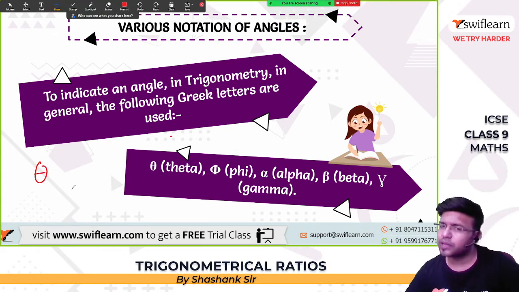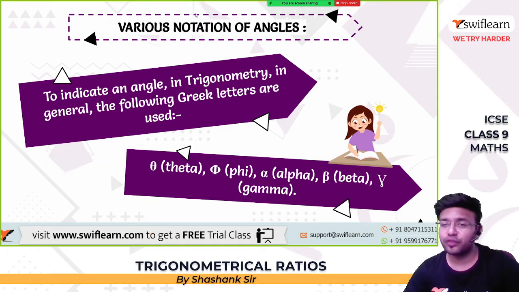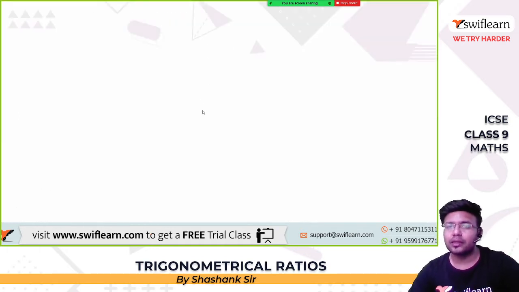This is theta. This is known as phi, not to be confused with pi. This is pi, and this is phi. This is alpha, beta, gamma. These are a few Greek letters which we use to mention the angles.